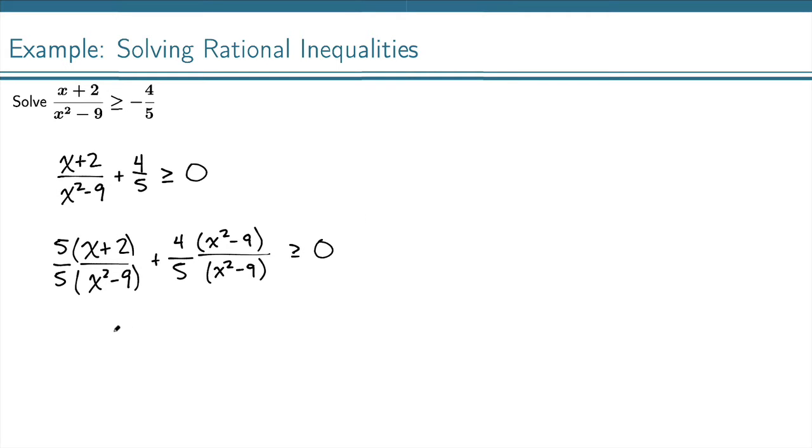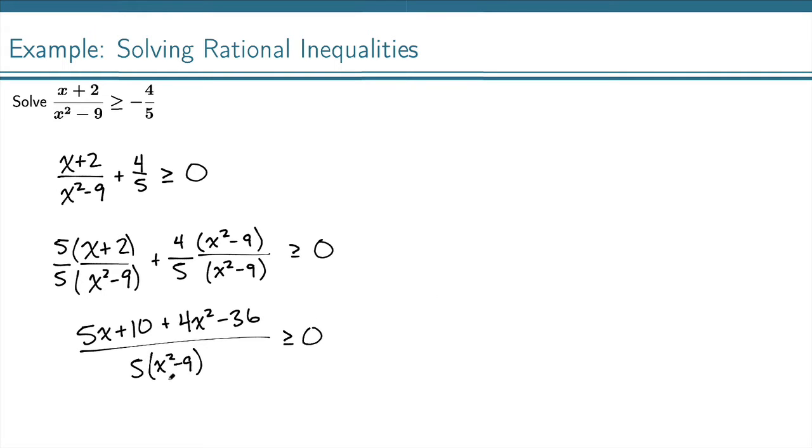Okay, now we can distribute everything in the numerator. We have 5x + 10 + 4x² - 36, and that is all over the 5 times the x² - 9. All right, now we can just combine a couple of like terms here. The 10 and the -36 combine. And writing that in standard form, we've got 4x² + 5x - 26, and that is divided by the 5 times the x² - 9.